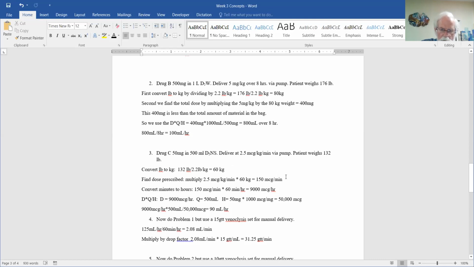Now we can stop there if we're going to be calculating a manual flow, but we're told a pump. So we convert minutes to hours. So then we've got 150 micrograms a minute times 60 minutes per hour. That's going to be 9,000 micrograms per hour.